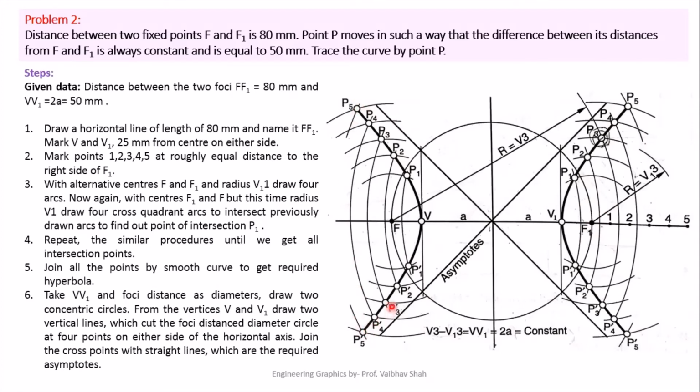Similarly, change your center now, keeping the same radius V tilde 5. Now try to put your rounder here on your center F and try to cut cross quadrant to get P5 here and P5 dash here. Now, after getting these points, you have to just connect these points by a dark smooth line. So you can see we will be having a double hyperbola.